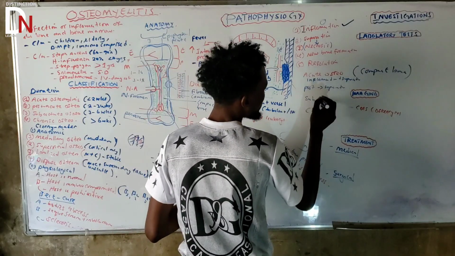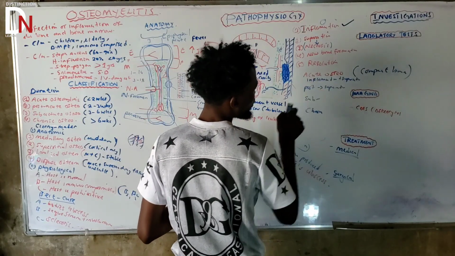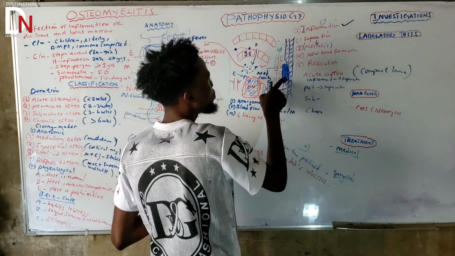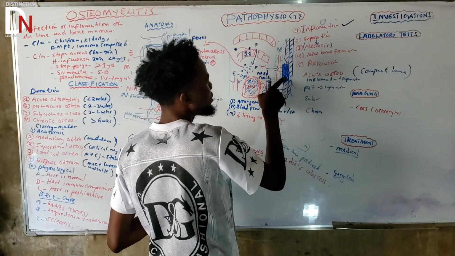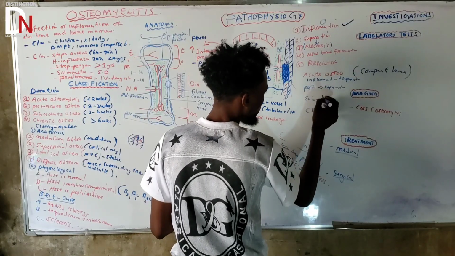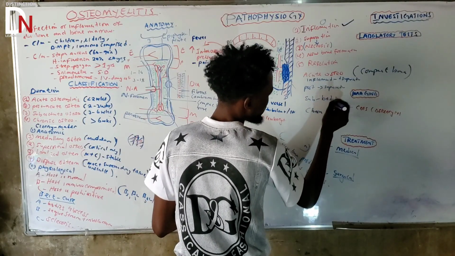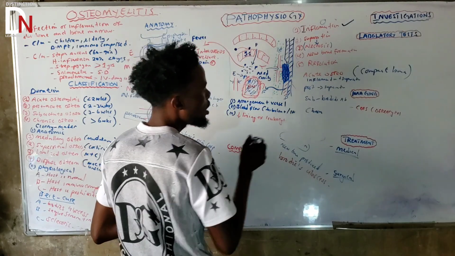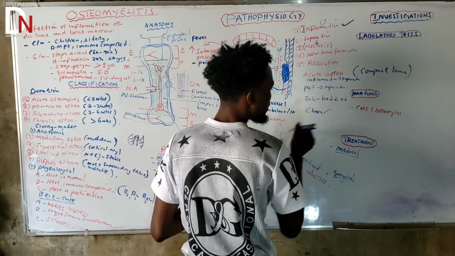Subacute, now here you are going to see suppuration, but there will be no subperiosteal abscess. There will be the one that I'm talking about, which is Brodie's abscess. I'm going to see the Brodie's abscess. Chronic is a very important one.